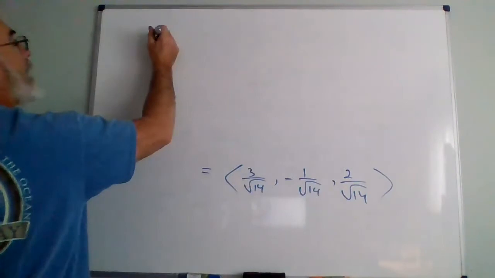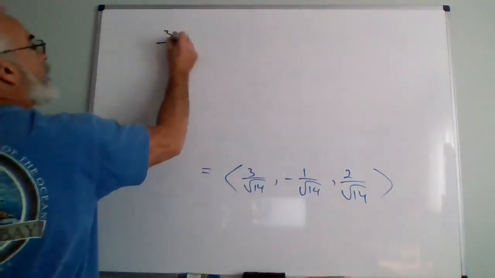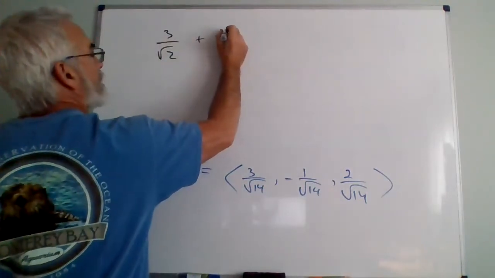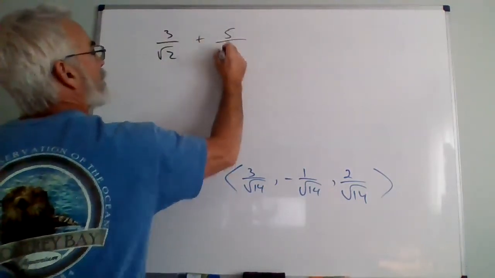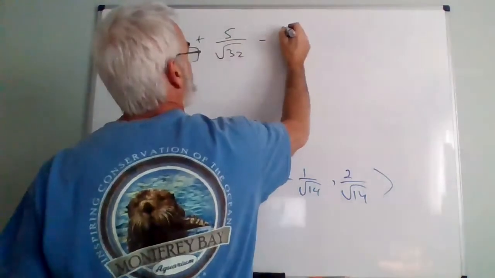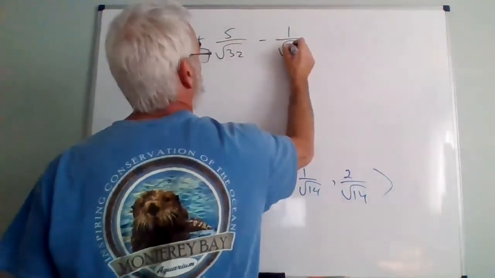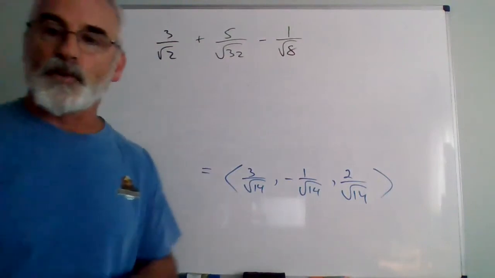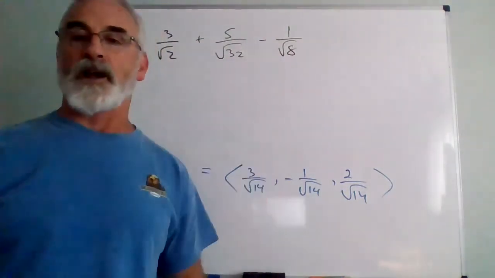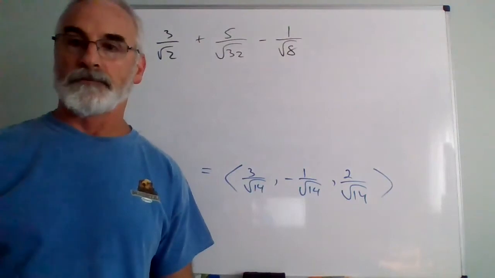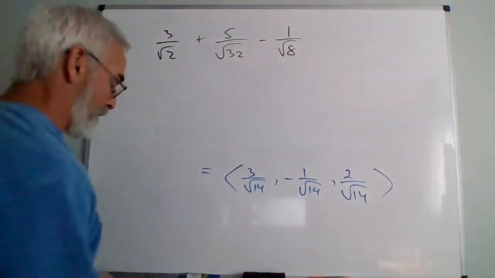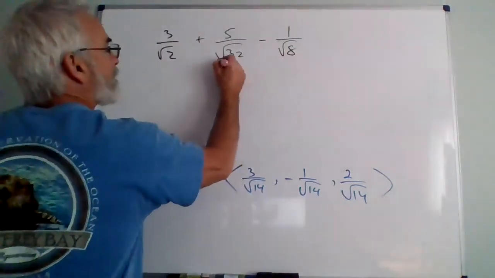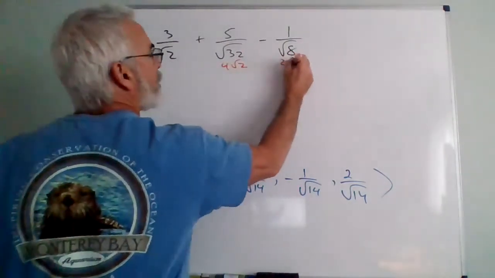I've got, how about 3 over root 2 plus, I don't know, something ugly. 5 over root 32 minus 1 over root 8. Okay, that just looks hideous. Here's why you learn to rationalize, because I'd like to write that as one thing. How do I do that? Well, that's 4 root 2, and that's 2 root 2.